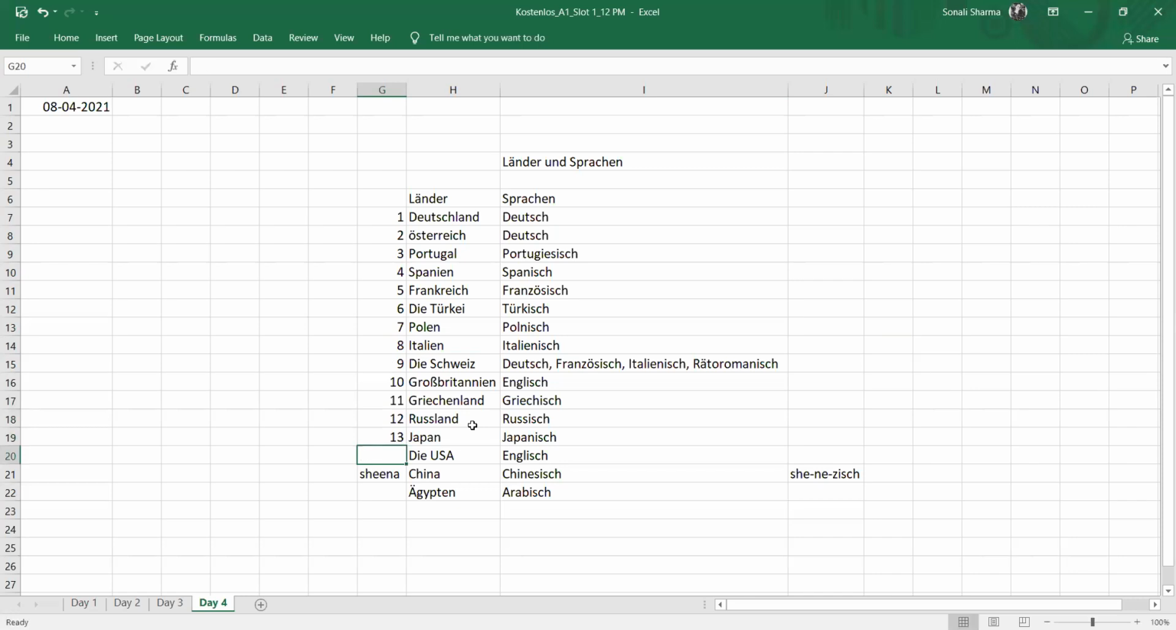Next we have D USR, so USA, and the language is English. Next, number 15, is China. China is China, and the language is Chinesisch. Next country is Egypt as Egyptian, and the language is Arabish. So these were our 16 countries and their languages.